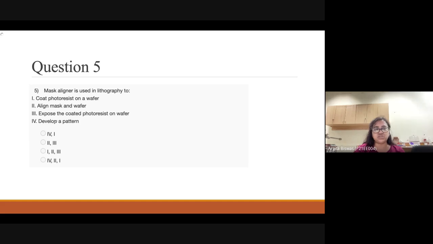So the first option is 4 and 1. The second option is 2 and 3. And the third option is 1, 2 and 3. And the fourth option is 4, 2 and 1. So at first go through the question carefully and then try to give the right answer.